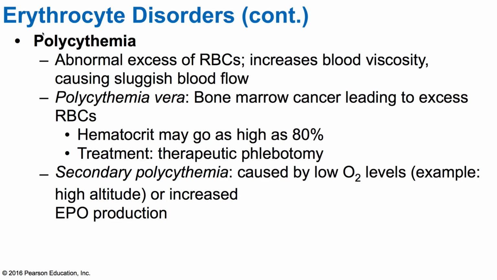So that's it for the anemias. Now you move on to polycythemia. And as was mentioned earlier, this is an abnormal excess of red blood cells. And what this does is that it increases the blood's thickness or its viscosity. Now, why is this a problem?